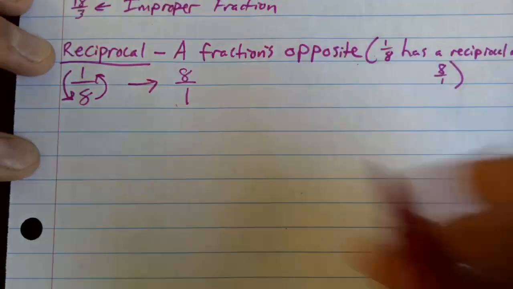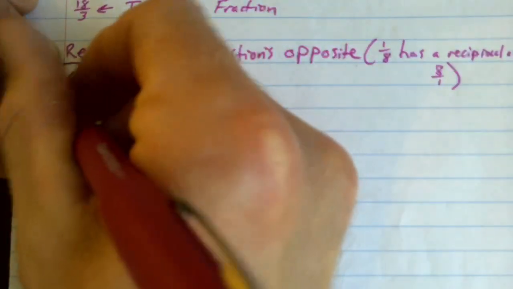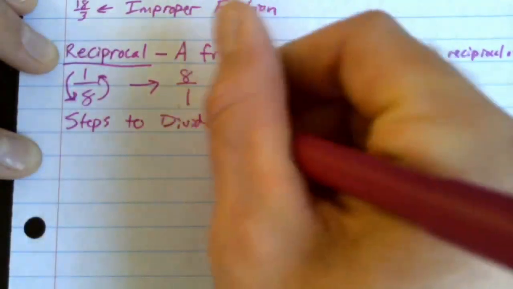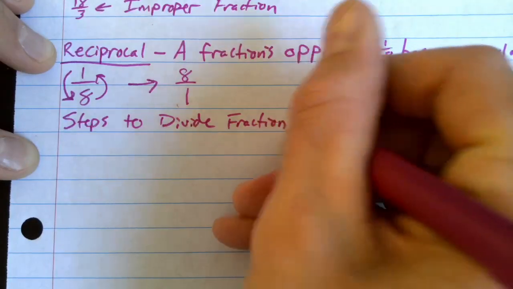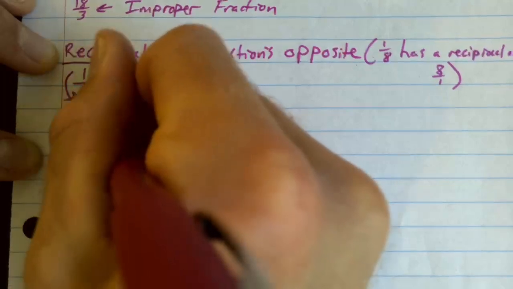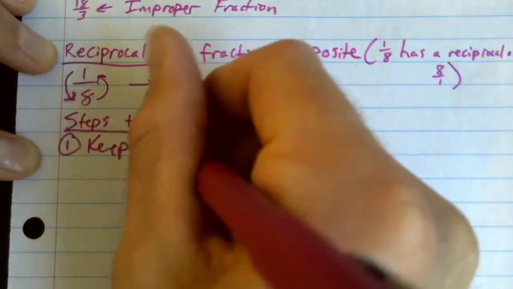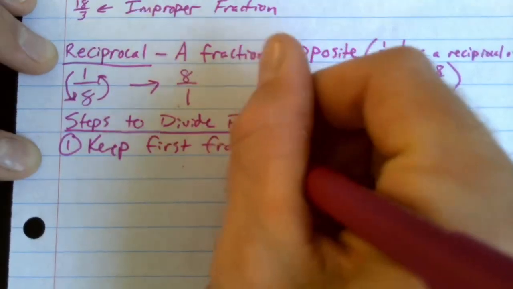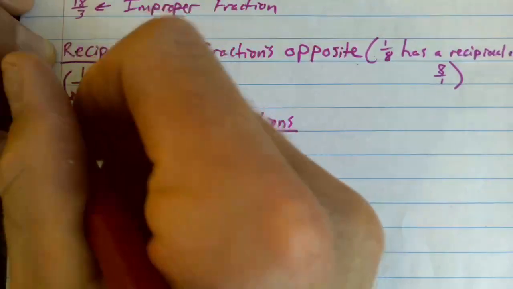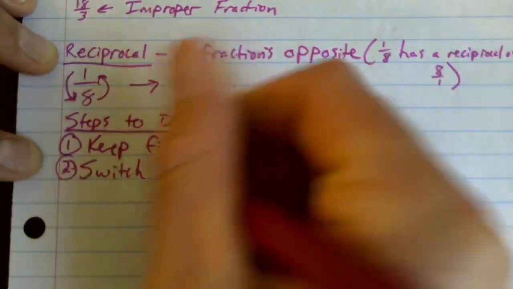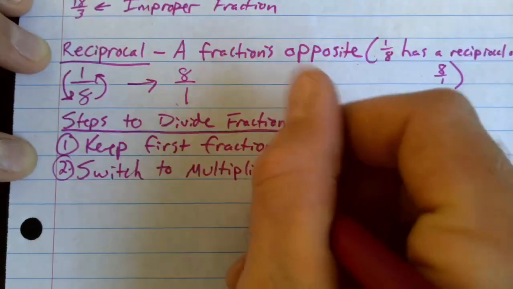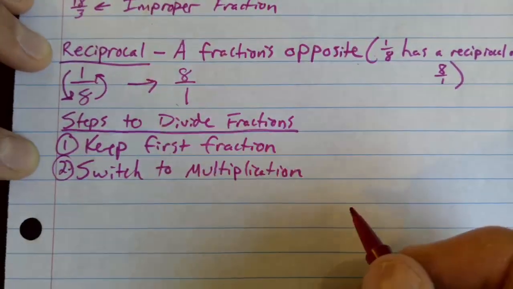So there are 3 easy steps to divide fractions. Step 1 is keep the first fraction. You'll just leave it alone as you keep the first fraction. Step 2 is switch to multiplication. So we'll just change our operation to multiplication.